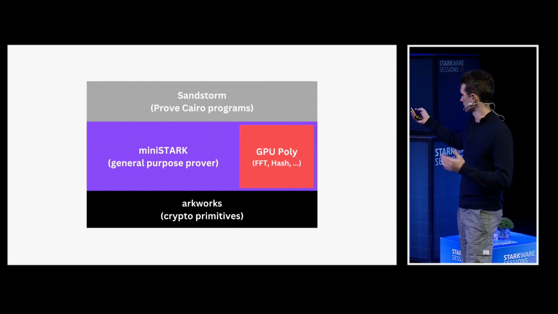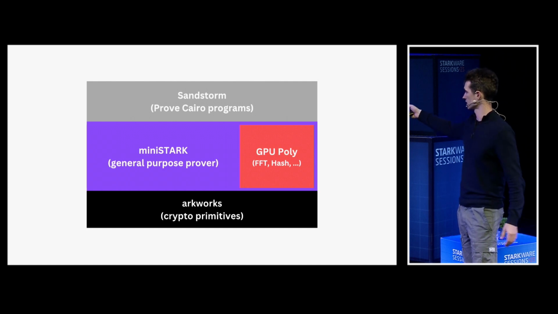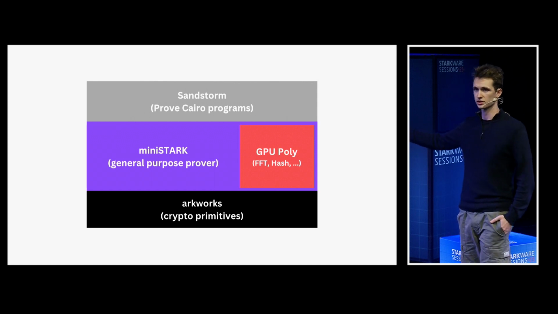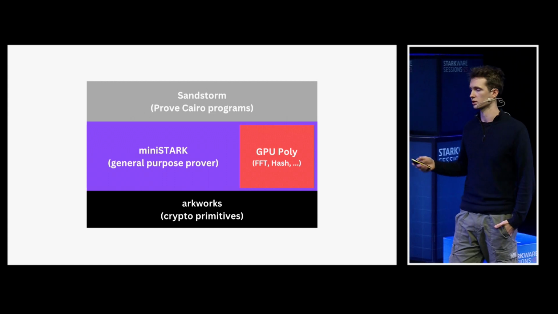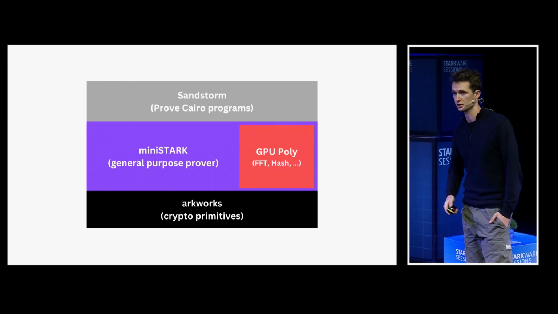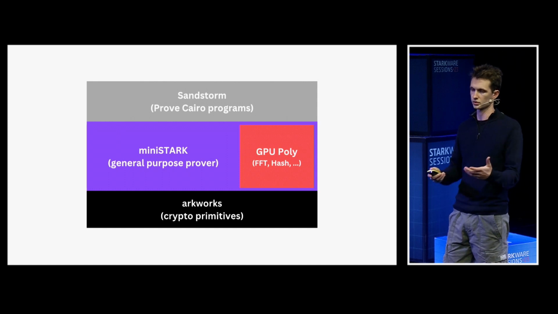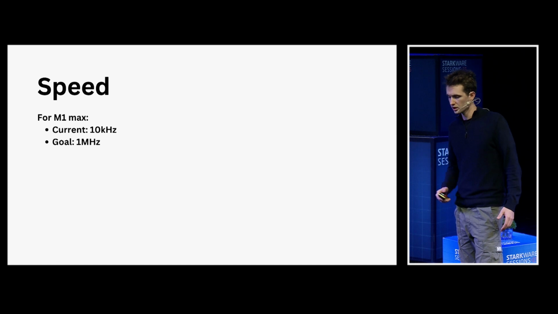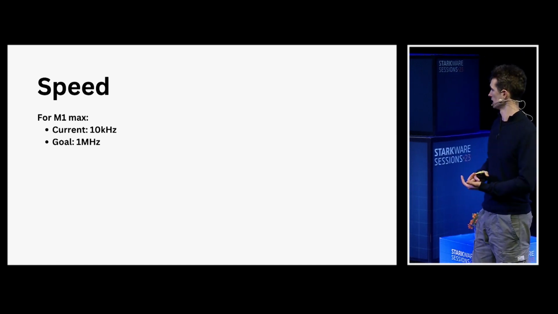And that's what this slide's basically showing. Sandstorm says on the top, it sends the constraints and whatnot to miniSTARK. And I've also got ArcWorks here. So instead of re-implementing field arithmetic and stuff like that, miniSTARK builds on top of ArcWorks, a great library, to not have to re-implement all of those primitives. So that's an overview of the Sandstorm Cairo prover.